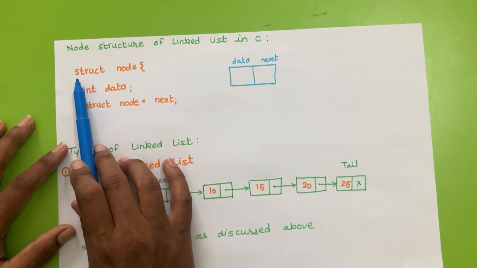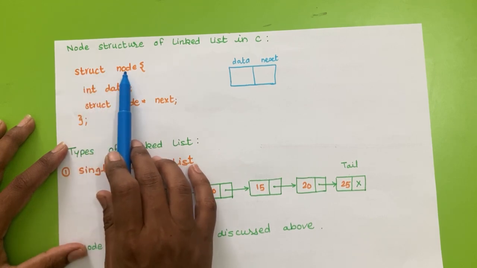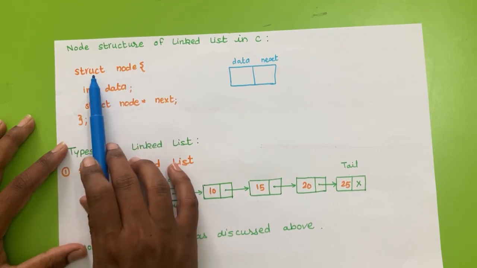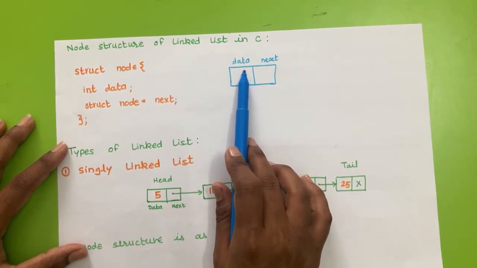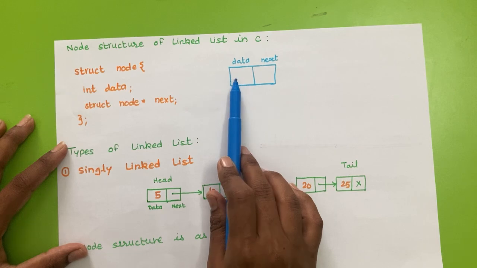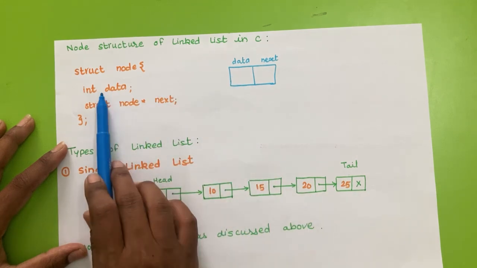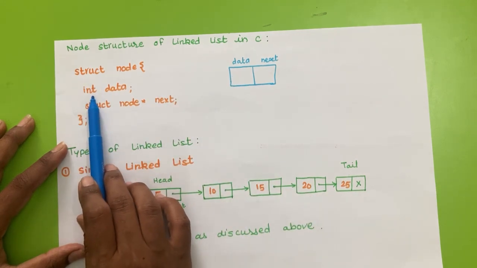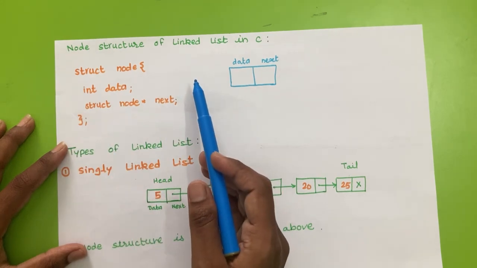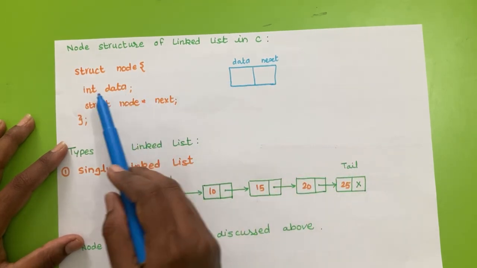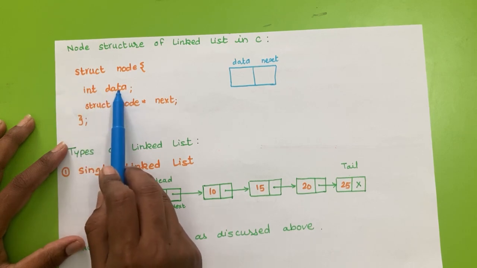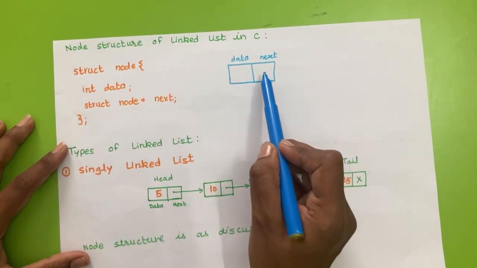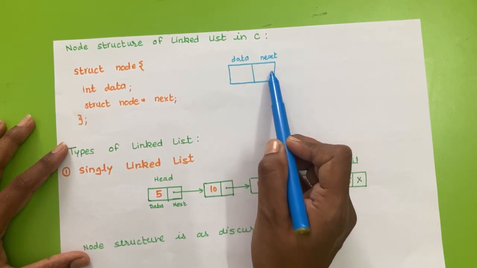So that's why I have taken here a structure and named it as node. In the structure I want two kinds of fields. One is the data field, and suppose that the data field stores integer elements, that's why data is considered as int. If you want to store character type data, then you can have the char data type for the data field.